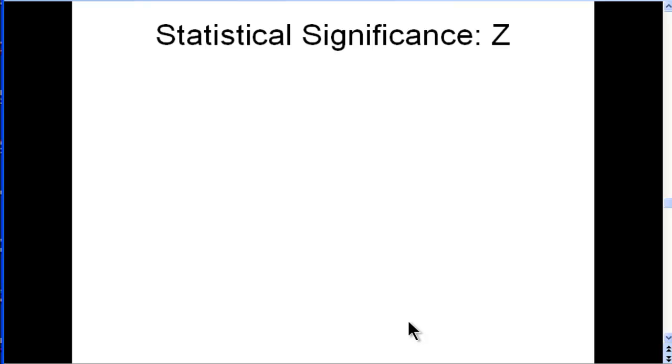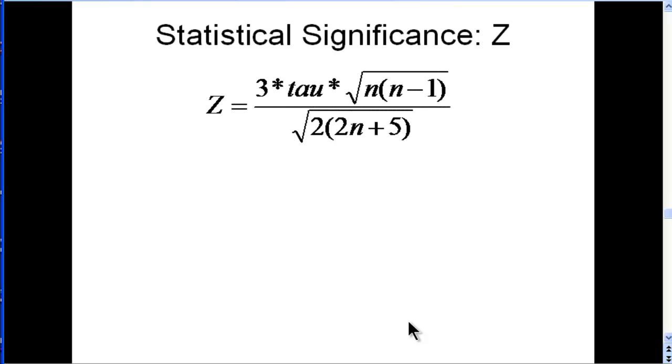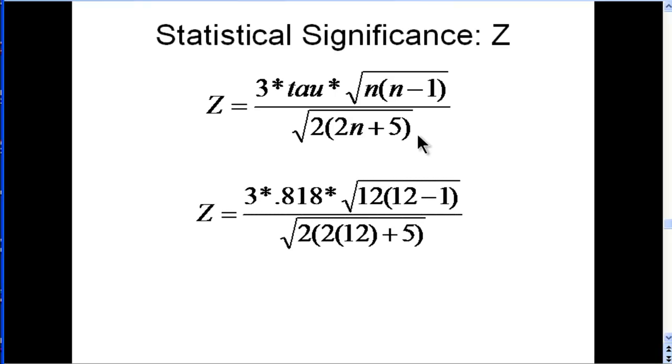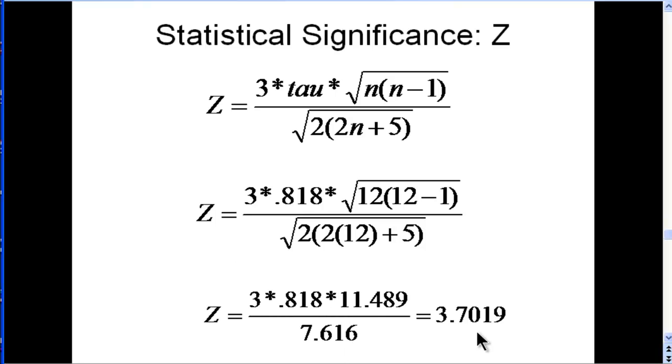How do you test it for statistical significance? You can use the Z table. And how you calculate the Z value is multiply 3 by the tau value by the square root of n minus 1, divided by the square root of 2 times 2n plus 5. I don't know if there's any meaning to any of this formula, but you just have to go through the calculations, and when you plug in the numbers, because the sample size is 12, there's 12 paintings or observations in terms of what they were rating or ranking, and then you just go through the motions and you calculate a Z value of 3.7019, and you can calculate a specific p-value on that if you had a Z to p calculator.